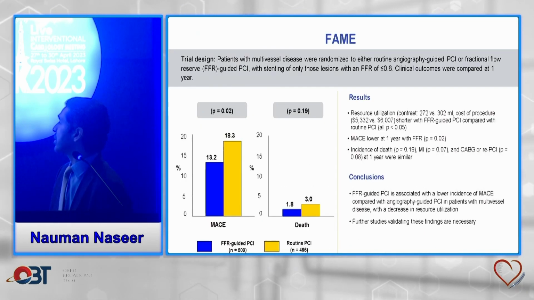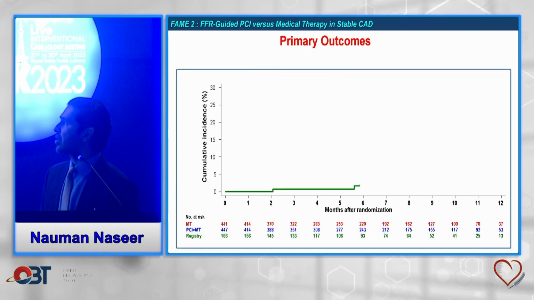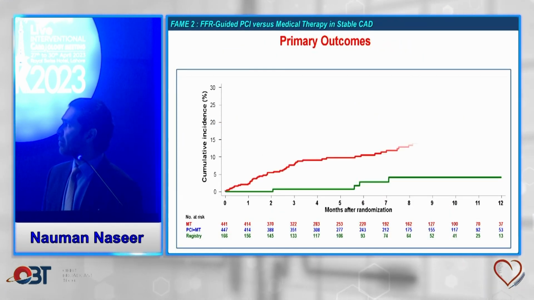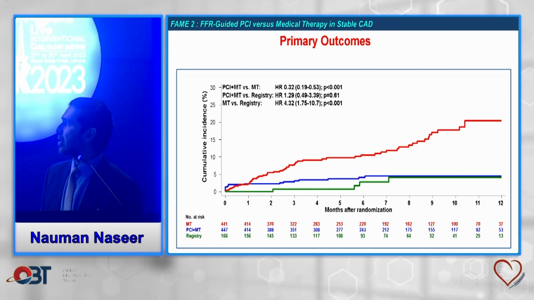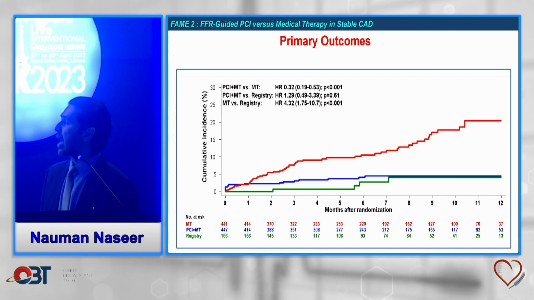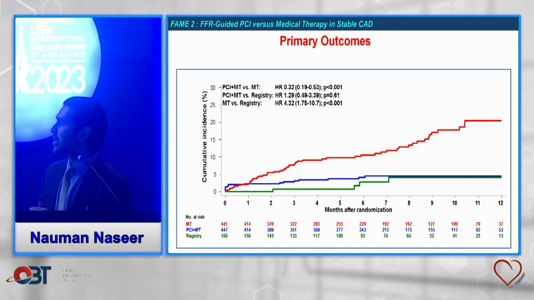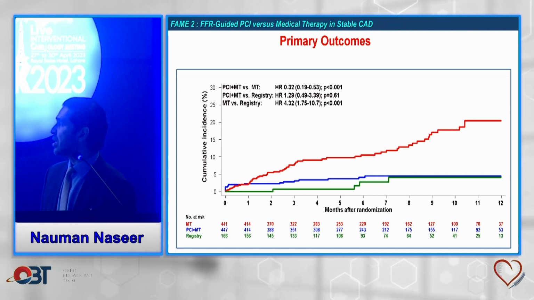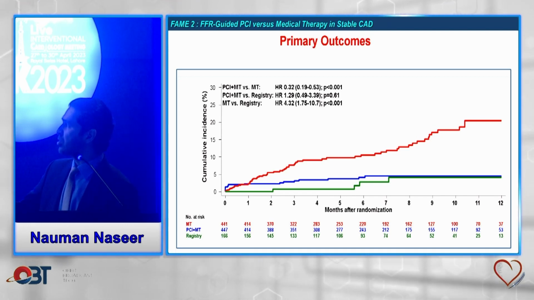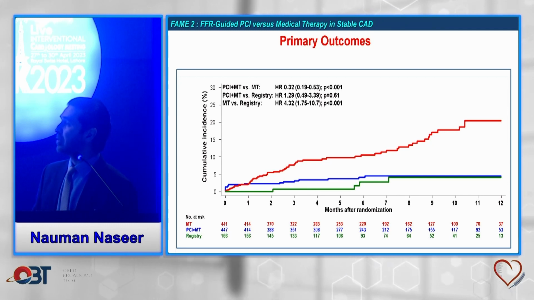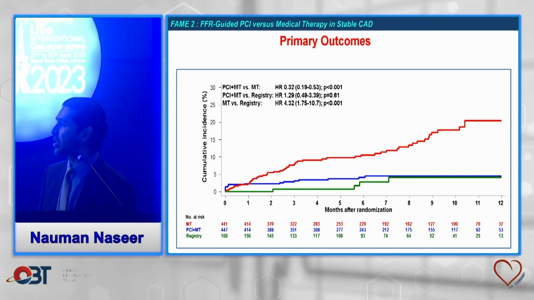I will skip through the trials for the sake of time. The time is up. These are all the trials which validated the use of FFR. This was FFR-guided PCI versus medical therapy in coronary artery disease, where it showed that if you have FFR-guided revascularization, those patients did much better, as shown in the green line versus the blue line versus the red line, where the people did worse if their FFR was significant and they were treated medically.